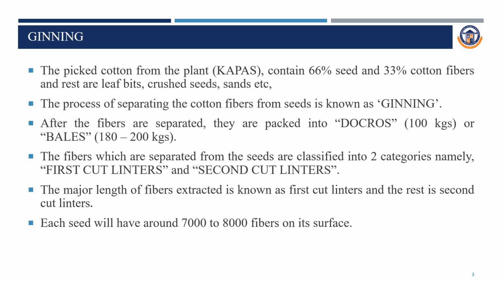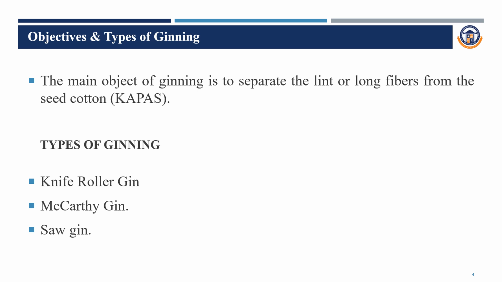Normally the seed cotton contains around 7,000 to 8,000 fibers on its surface. Once the ginning process is over, the separated fibers are formed into bales. Normally under Indian conditions, the weight of a bale is around 180 to 200 kgs. So let us see the major ginning. The main object of ginning is to separate the lint or long fibers from the seed cotton, kapas.